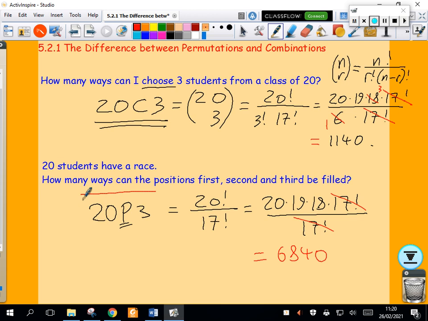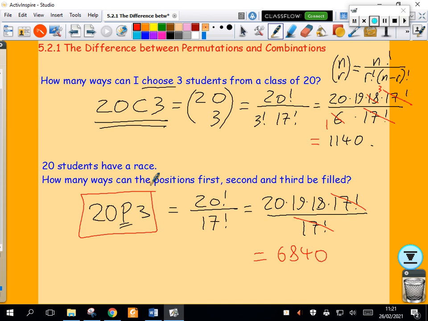But we can plug it straight into our calculator. The shift function of the multiplication key is the permute symbol, so 20 permute 3 equals 6,840. So practice working these things by hand, but also make sure you can use your calculator to find these things. When you get to exam time, the calculator will speed up the process.